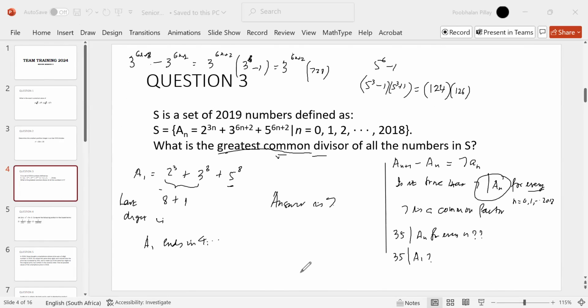Caitlin, you would have proven that 7 is a factor of those two. That's all. But you still don't know whether 7 is a factor of the third one. Do you understand? You can prove that 7 is a factor of A0 and A1, and the highest common factor of those two will be 7. But that doesn't mean that 7 is the highest common factor of all 2019. You need to show that 7 is a factor of every one of them, not just these two. Do you understand, Caitlin? But it's a good question.